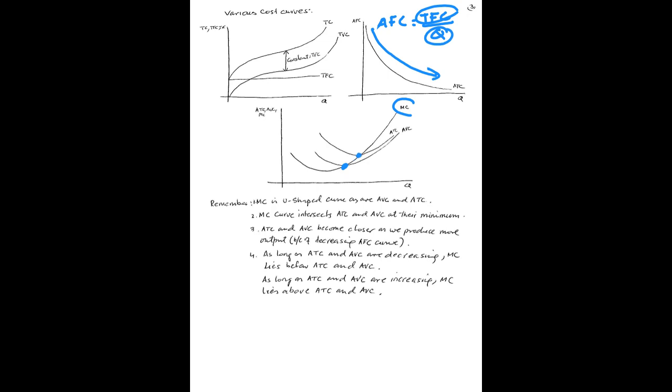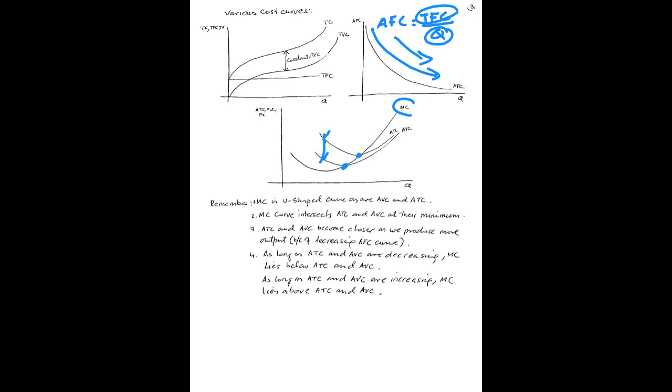Okay, always notice that ATC and AVC are getting closer to each other. Why? Because the gap between these two curves is average fixed cost, and I have already shown you here that average fixed cost is continuously decreasing. So the gap between this curve and this curve is huge here. But as you increase output, you can see the gap is decreasing.